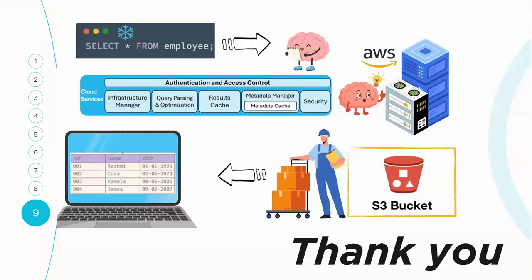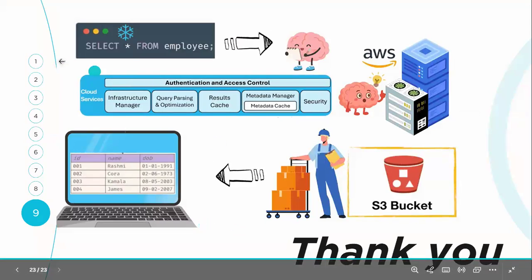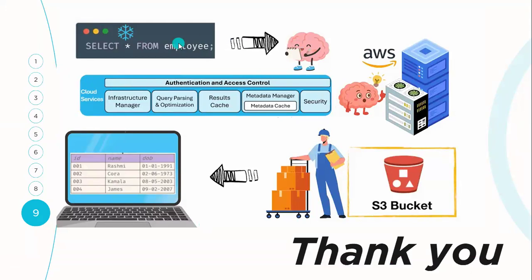Okay, so this is how the query gets executed. Whenever you are executing any query in Snowflake, first the cloud service layer will validate that query. It first checks whether the user is authorized or not. Once he is authorized, it will do the query parsing and optimization. Then it will go to the result cache and check whether that result set is already available in Snowflake or not.